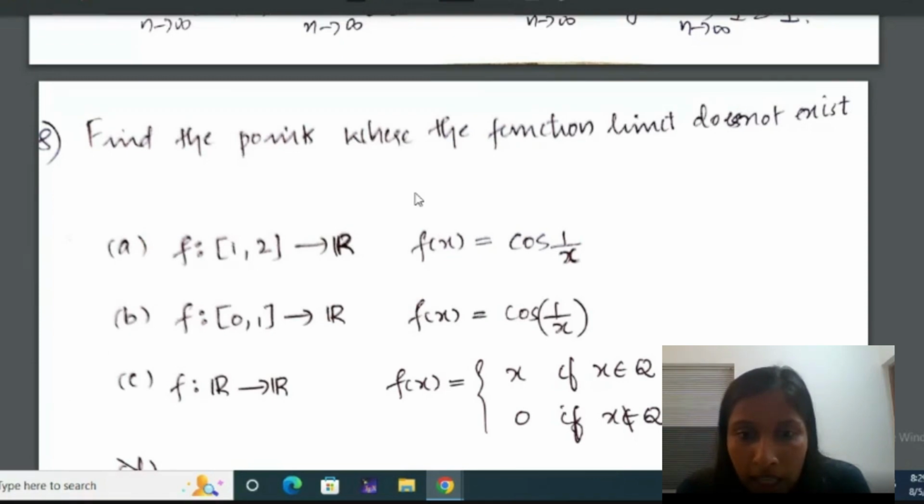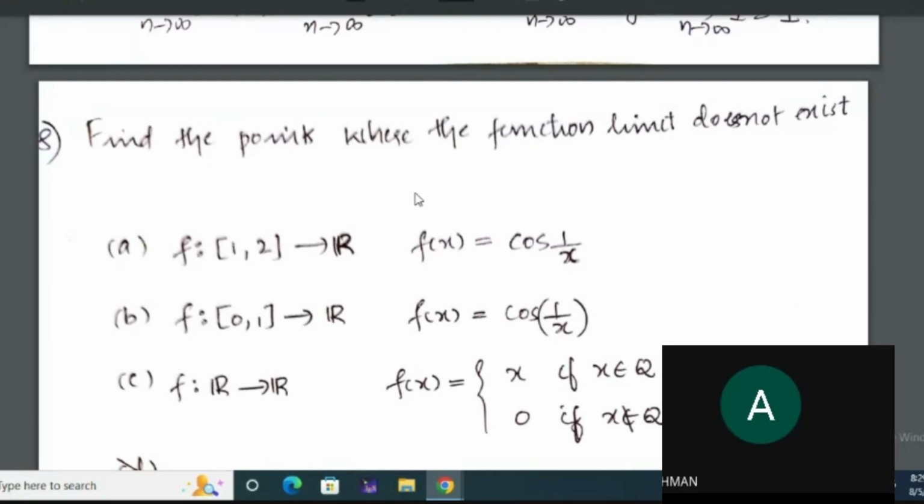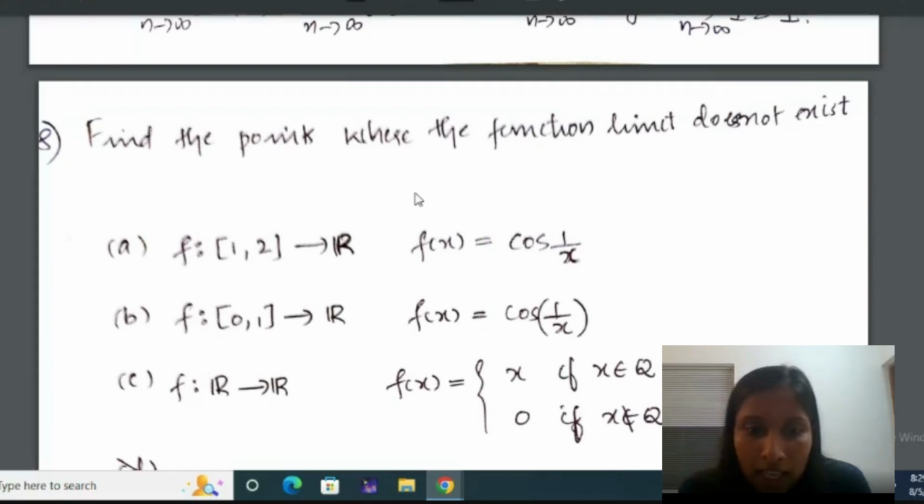So what about option B? I think option B will be easy for you. Zero again. Yeah. For option B, at zero, the limit does not exist for cos 1 by x. We can just use the sequential criterion, take two sequences and show it. So what about the other points? We have to confirm that the limit exists at non-zero points. Okay, anyone with the reason behind it?